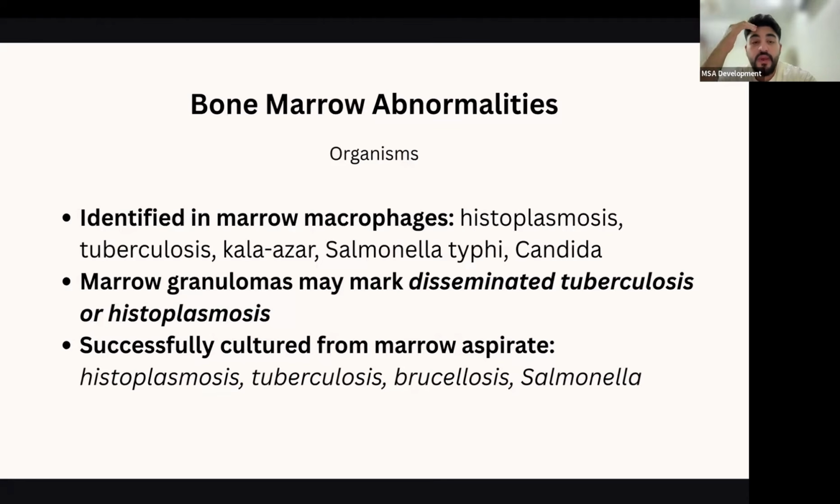And if you happen to have a culture from a marrow aspirate, and something is growing on it, it could be histoplasmosis, TB, brucellosis, or salmonella. I genuinely feel that you guys need to just pick up histoplasmosis and TB because they're common to all three different scenarios, right?